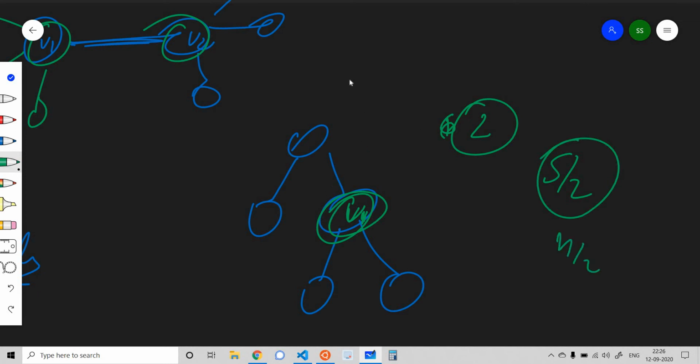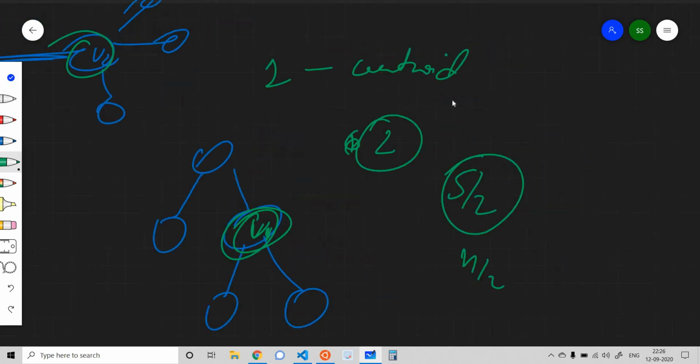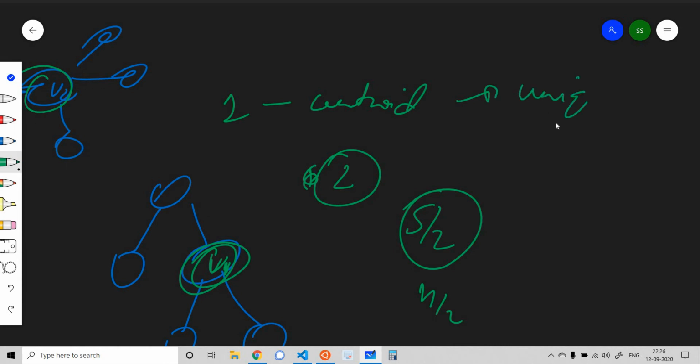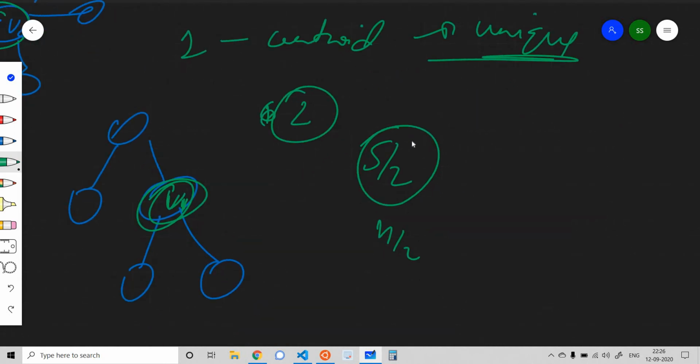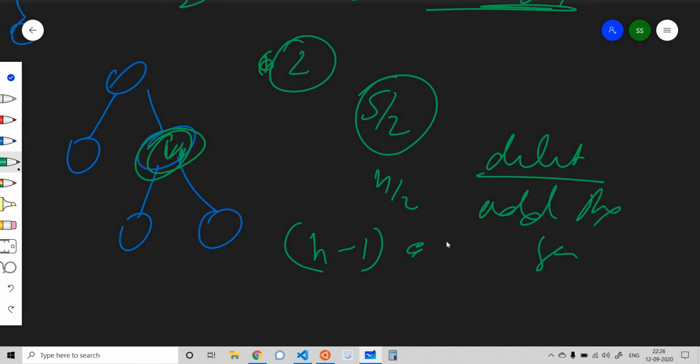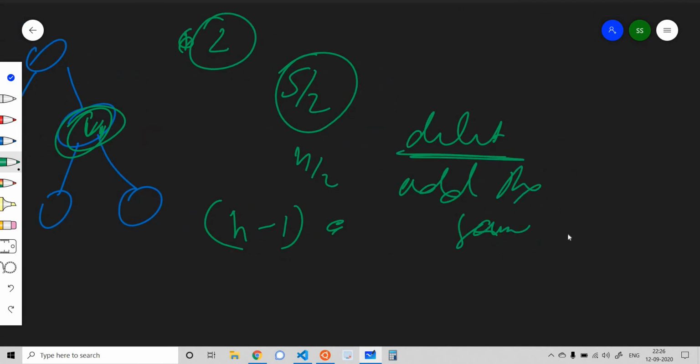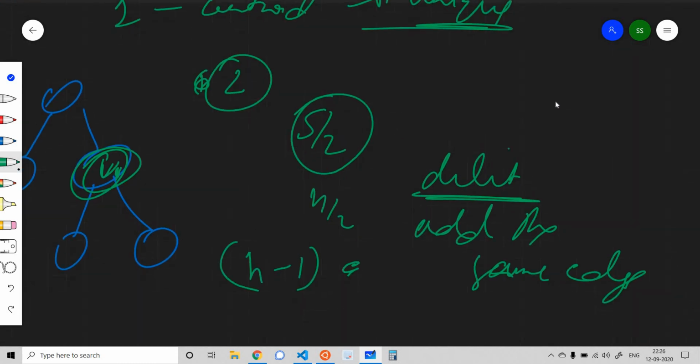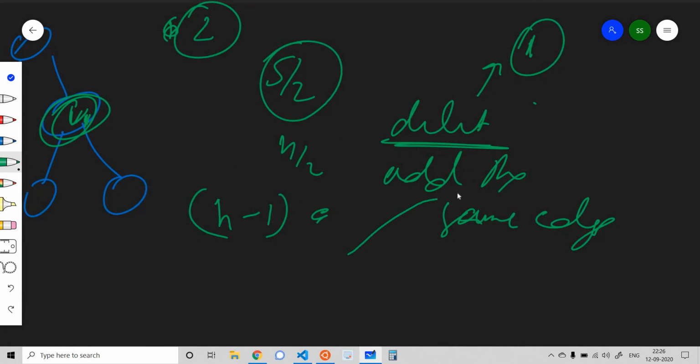So if we are only having one centroid, so we are sure that this is unique, then we do not need to perform any operation. But just to show the output, what we can simply do is delete any edge from our n-1 given edges, and then add the same edge. Delete and add the same edge if we are having only one centroid. So this is for the case when we are holding one centroid.